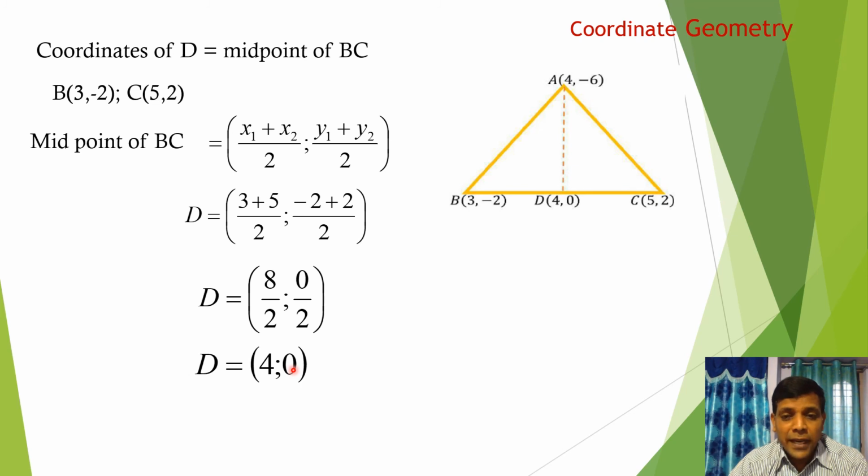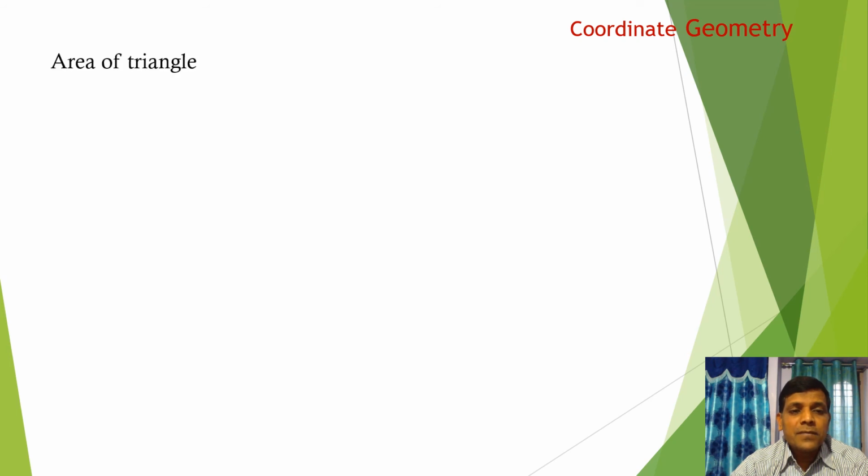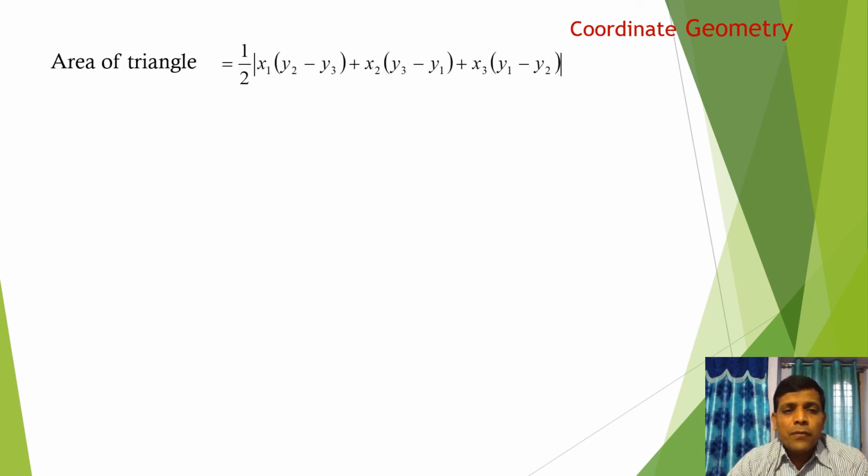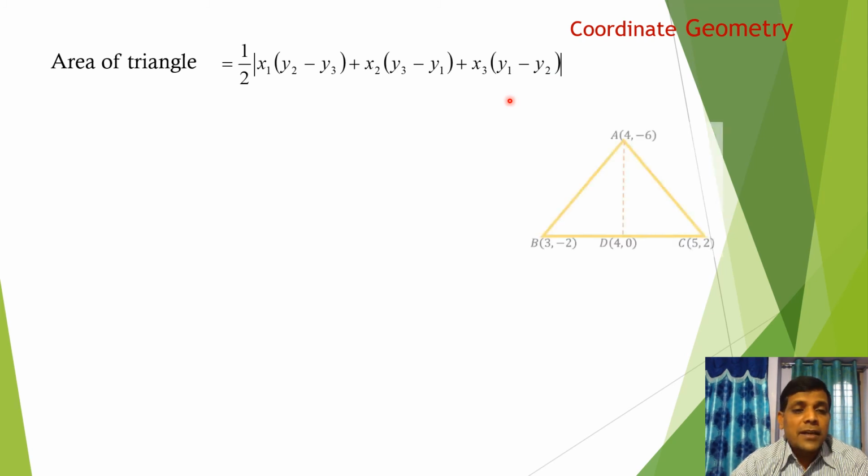Now let us find the area of triangle ABD. Area of triangle equals half mod of x1 into (y2 minus y3) plus x2 into (y3 minus y1) plus x3 into (y1 minus y2). So we know the area of triangle formula. Coming to the next step.